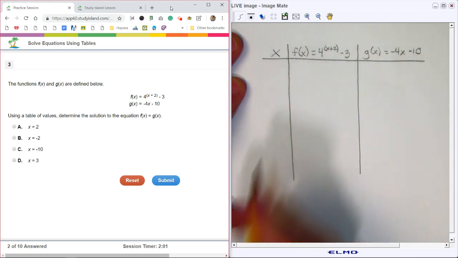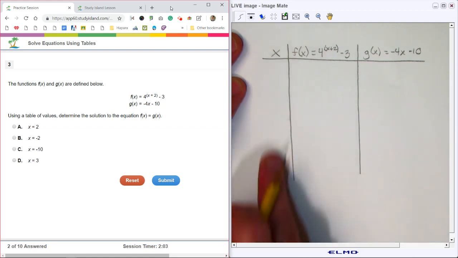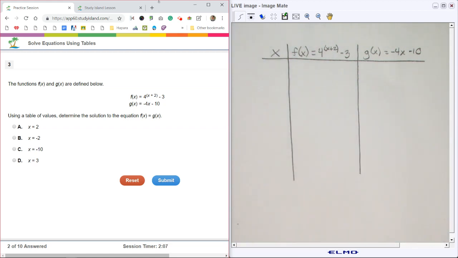Now, we're going to go ahead and put in some values. We can put in anything we want, but let's be smart about this. We have a multiple choice questionnaire here. It makes things a lot quicker if you use the choices that are available to you in order to eliminate your options. So I like to go from smallest to largest. So let's just start with negative 10.